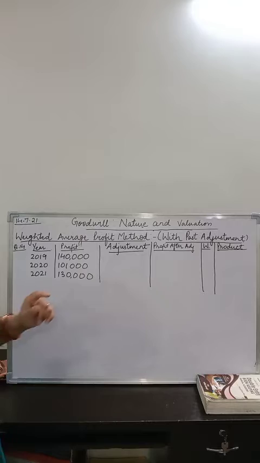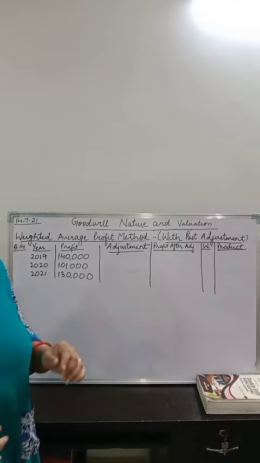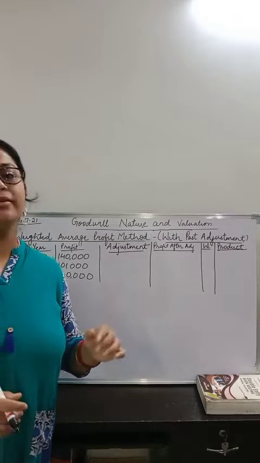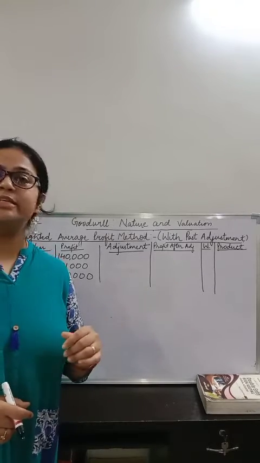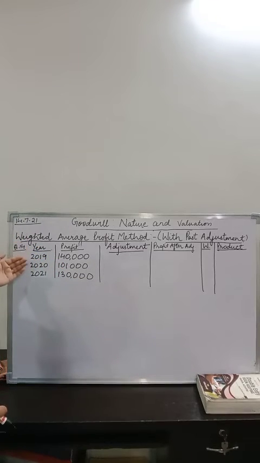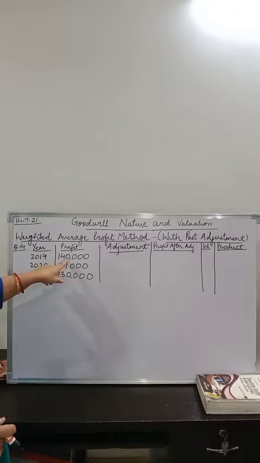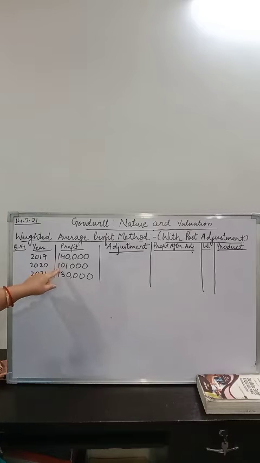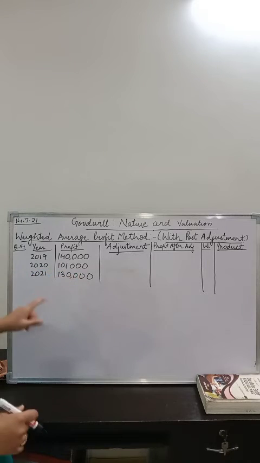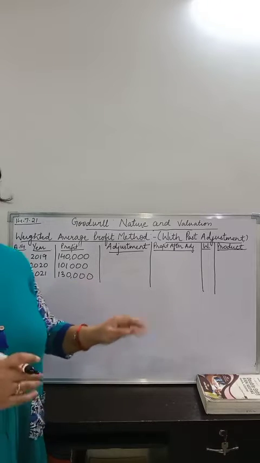So this is question number 14. I read it out for you. Raman and Daman, there are 2 partners. Their profit sharing ratio is given to us, 60:40, or you can say 6:4. And these were the 3 years for which the profits of the firm were given. 2019, they had a profit of 1,40,000. 2020, they had a profit of 1,01,000. And 2021, they had a profit of 1,30,000.